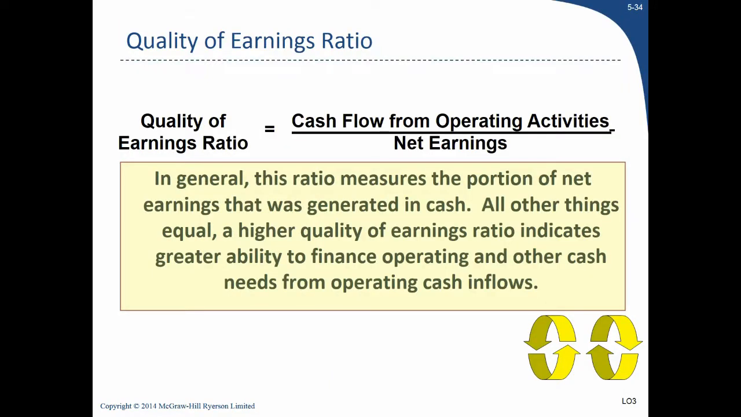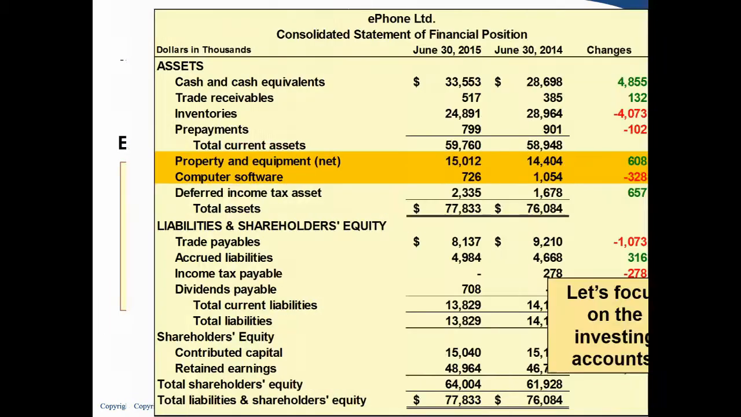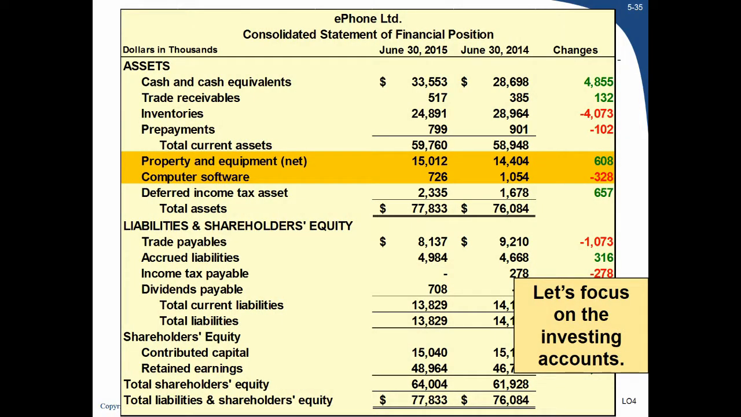All right, so that was the operating segment. We're going to focus on the investing accounts. For the investing section, we care about these long-lived assets, property and equipment. Notice how it shows net. That net means net of accumulated depreciation. And then some computer software.